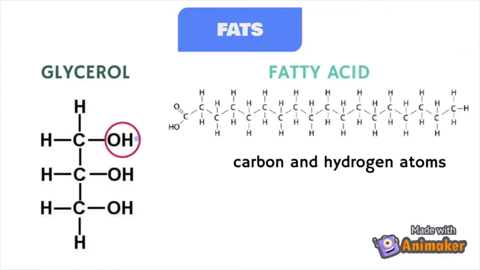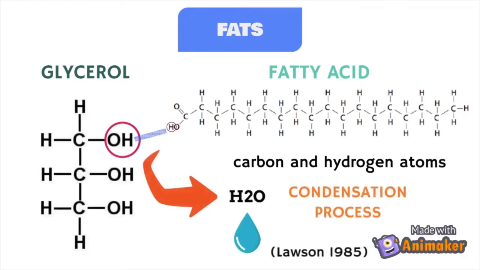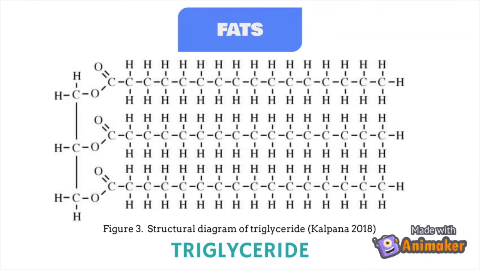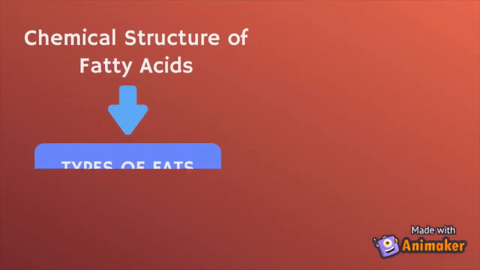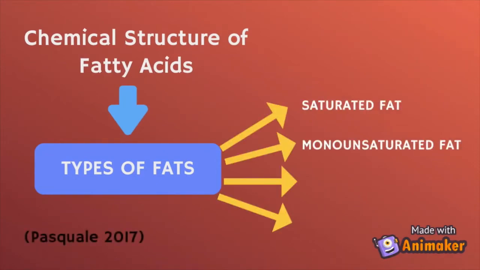The hydroxyl group of the glycerol molecule binds to a hydrogen atom of the fatty acid chain. One water molecule is released and the two molecules link up through the condensation process. This eventually will form monoglyceride, diglyceride or triglyceride. The chemical structure of the fatty acid will determine the types of fat formed. Fats are categorized into 4 main types, which are saturated, monounsaturated, polyunsaturated, and trans fat.